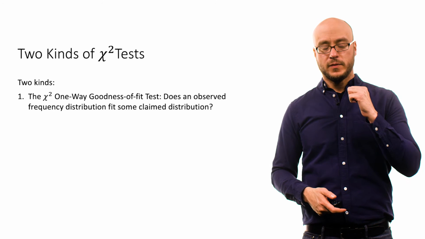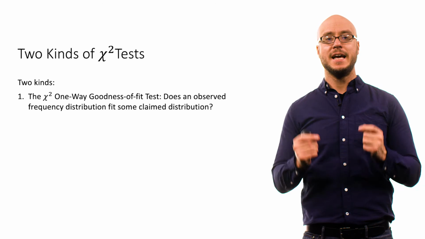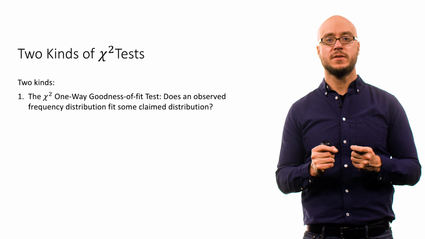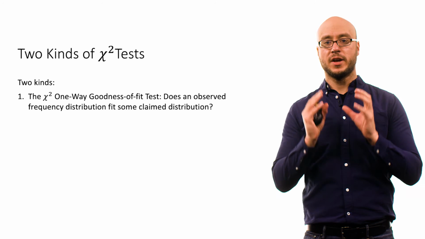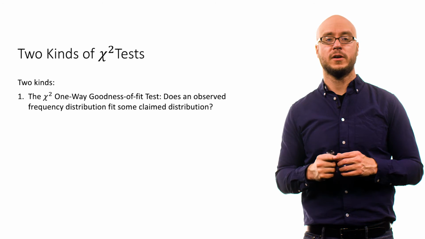Right? There's a chi-square one-way goodness of fit test. This answers the question, does an observed frequency distribution fit some claimed distribution? For the chi-square one-way goodness of fit test, it's one way. You're dealing with one categorical variable.